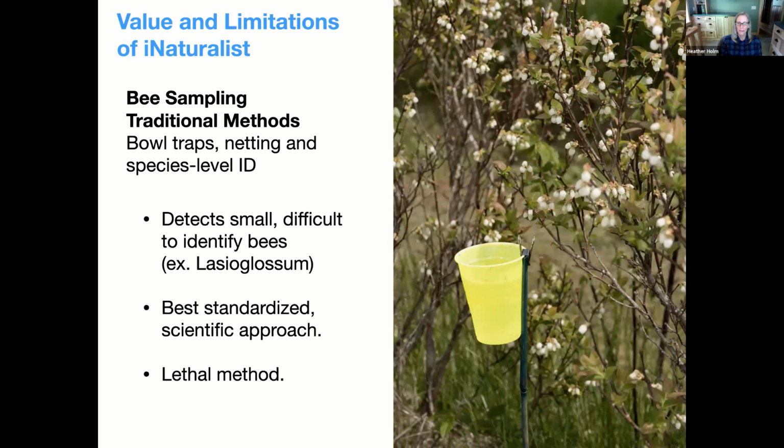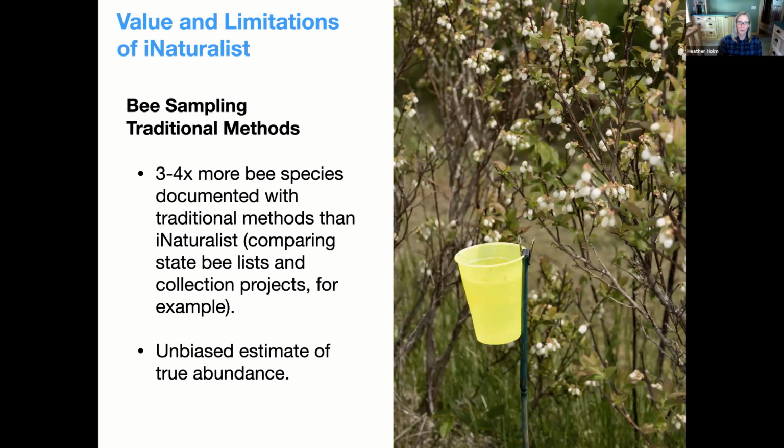So what iNaturalist can't replicate or replace is traditional sampling methods, whether that's with bowl traps, netting, and of course, lethal collection of bees to get species level ID. And the benefit of traditional sampling, of course, is you can detect and collect the really, really tiny bee species such as Lasioglossum that the general public photographing would largely miss. And of course, this is the best standardized scientific approach, but it is a lethal method, which can turn off some citizen scientists who don't want to necessarily kill bees.